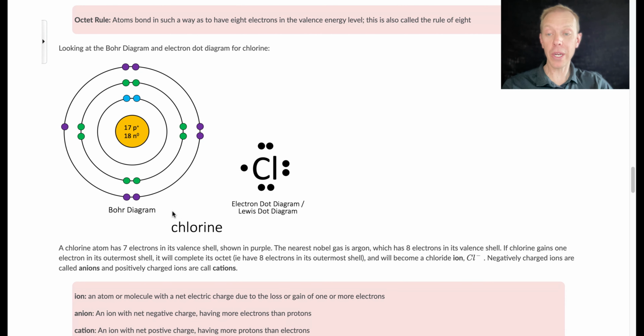If we take a look at a chlorine atom and look at its Bohr diagram, we see that chlorine atoms have 7 electrons in their valence shell. These are represented in purple, and we can count them out. We have 1, 2, 3, 4, 5, 6, 7. This corresponds to the 7 electrons shown in its electron dot diagram.